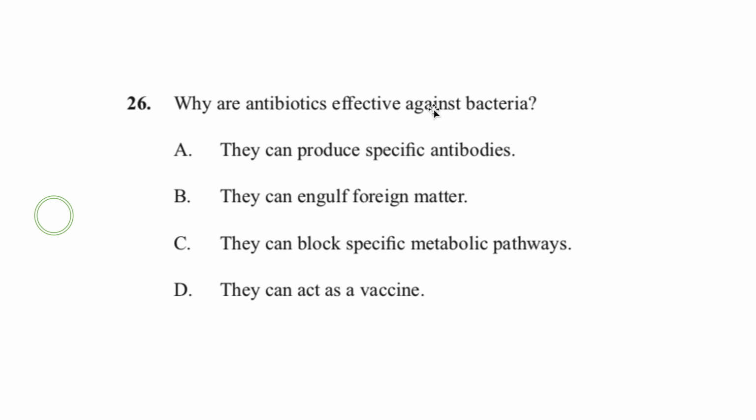Why are antibiotics effective against bacteria? They can produce specific antibodies. No. They can engulf foreign matter. No. They can block specific metabolic pathways. Yes, such as ribosomes, such as cell walls. Yep, they can do this. They can act as a vaccine. No, they cannot.